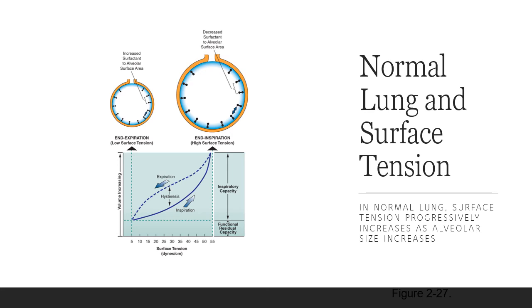Pulmonary surfactant at the alveolar liquid-gas interface can profoundly lower alveolar surface tension. In the normal lung, the surface tension is low in a small alveolus because the ratio of surfactant to alveolar surface is high. As the alveolus enlarges, the surface tension steadily increases because the ratio of the surfactant to the alveolar surface diminishes.